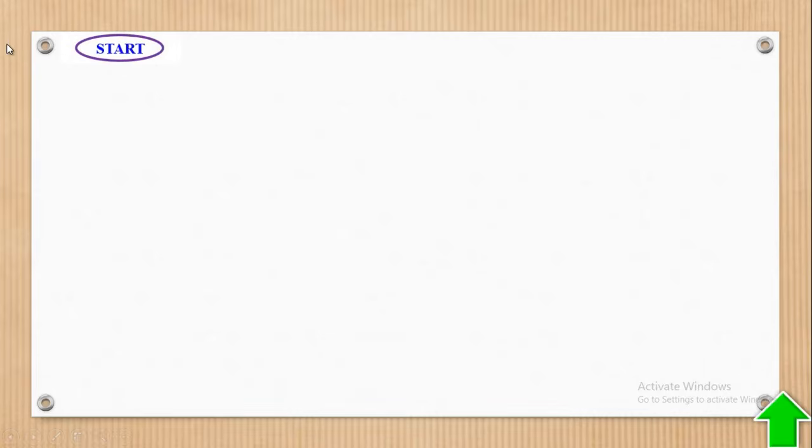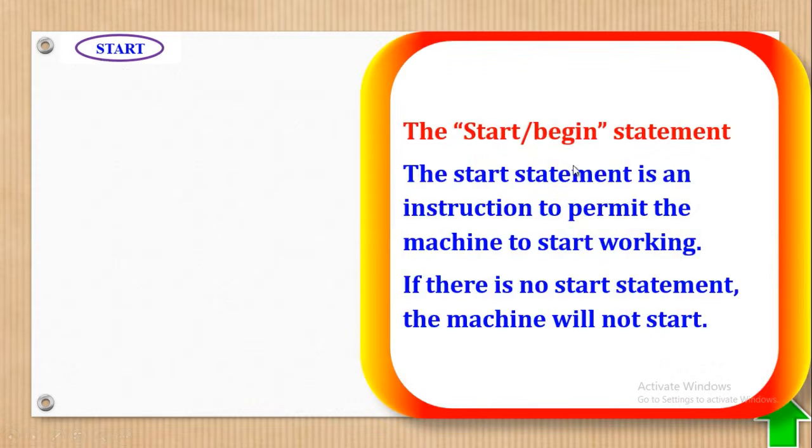The first statement is called the start statement, and as you can see it follows the shape of an oval. So what is a start statement? A start or begin statement is an instruction to permit the machine to start working, and therefore if there is no start statement, the machine will not start. In any machine you have to start it. For example, if you want your computer to work, you have to first press the on button. So that's what the start statement means.